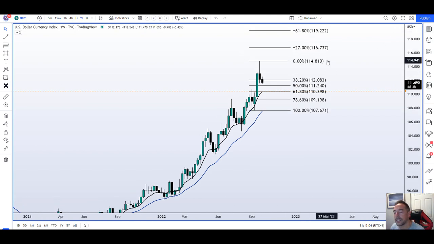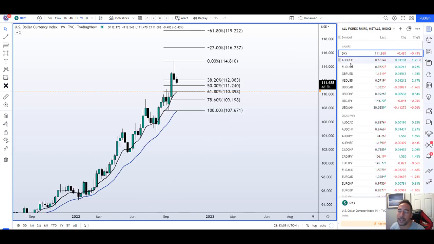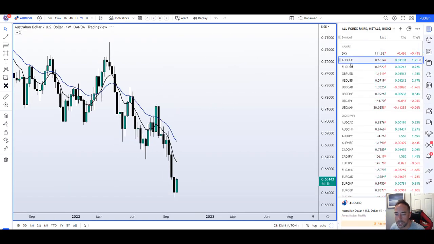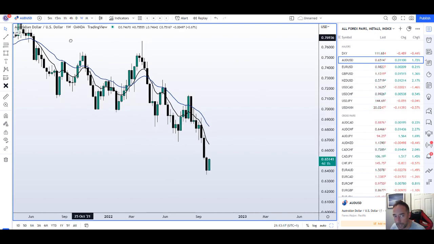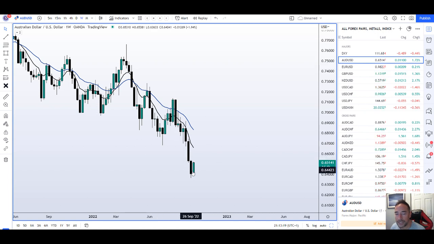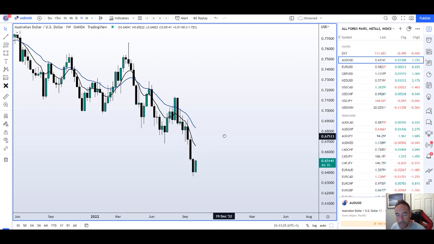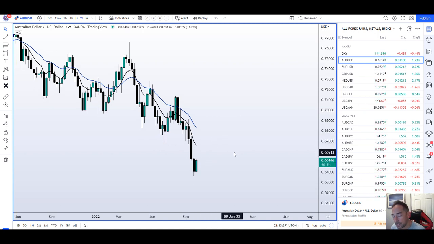So likely to see some USD weakness. If you're a trend trader, for instance on Aussie USD, you would be staying out of the market, because this is the weekly on Aussie USD, likely to see some further buying momentum towards this 8 moving average before we see the resumption of the downtrend.